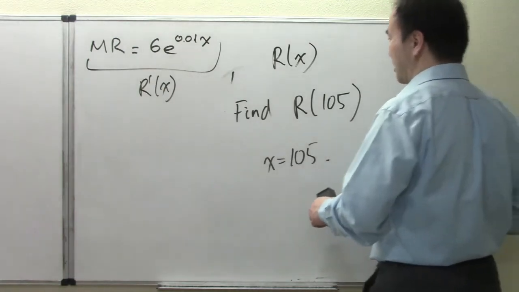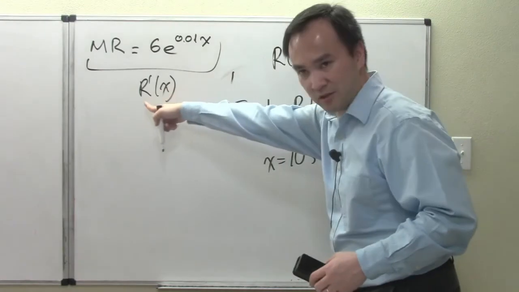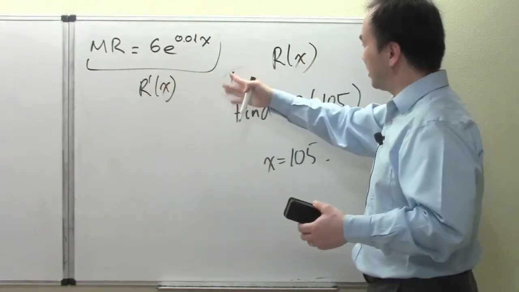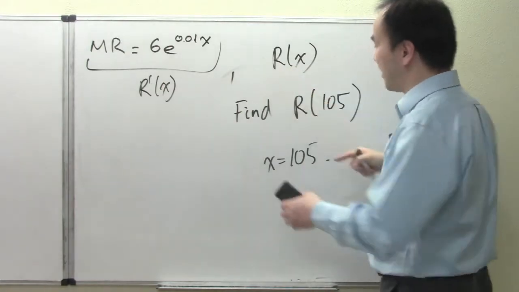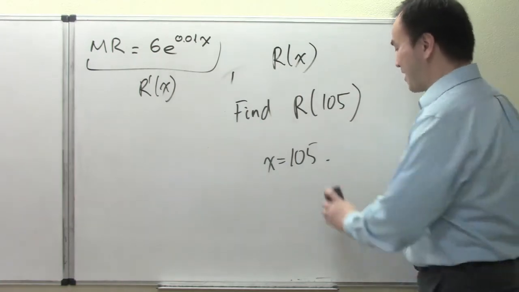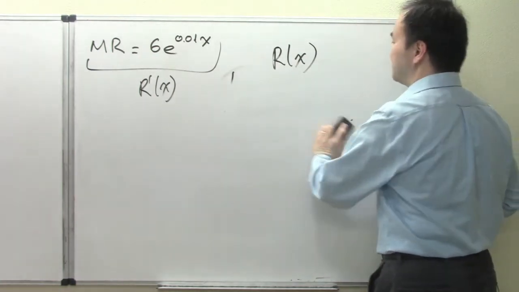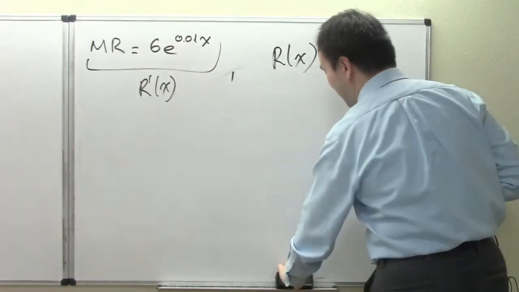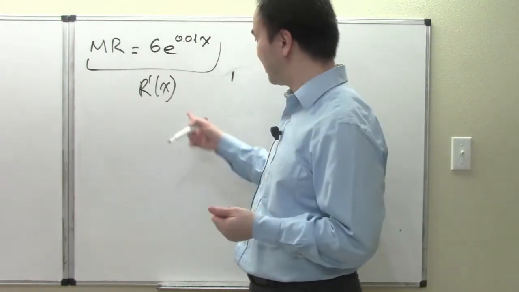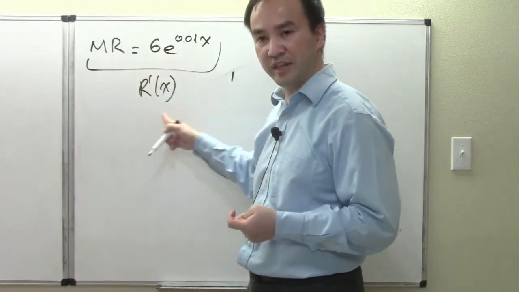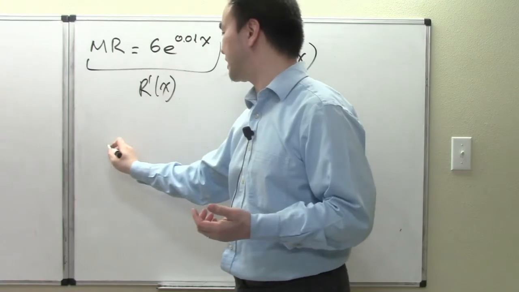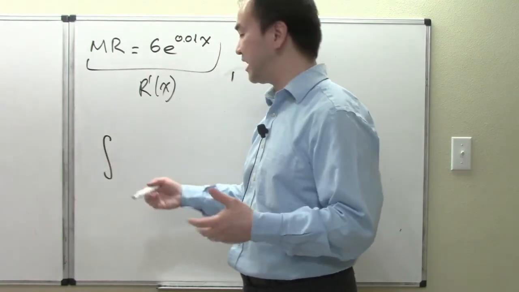So we must first, from our marginal revenue, find the actual revenue function. That's the plan. Then from there, we're going to be able to successfully substitute 105. Now, from our experience learning about taking the antiderivative or indefinite integral, once we have our derivative given, we can go back and find the function before the derivative by taking the integral, or the antiderivative.